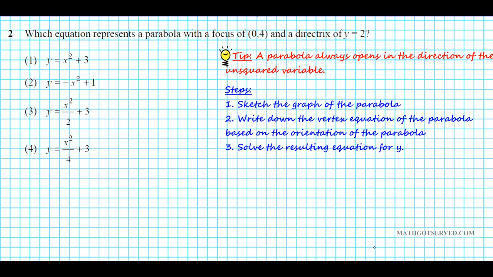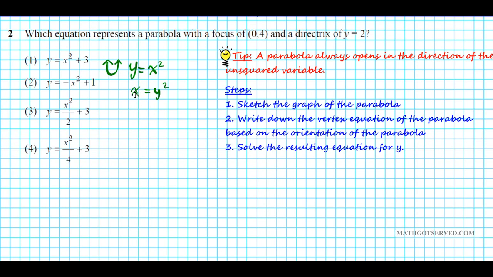Okay, so if you have y equals x squared, what does that tell us? Well, let me write that down real quick. Let's say I have y equals x squared. Which variable is unsquared here? It's y. That means the parabola is going to be opening up or down. Since y is positive, it's going to be opening up. Now, what if I have x equals y squared?